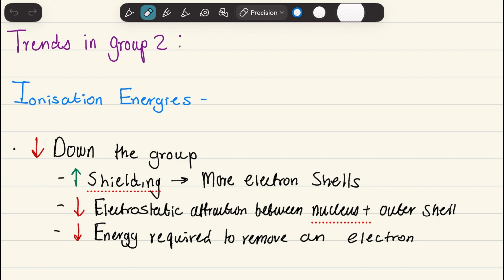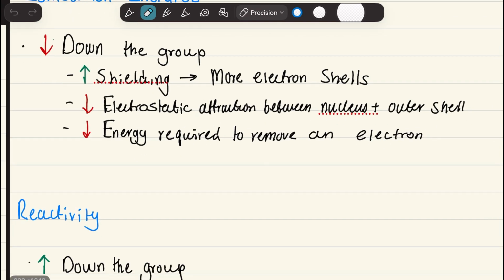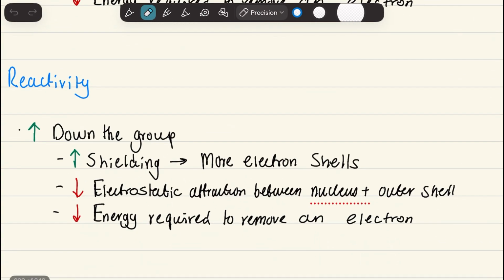Now, thankfully, our reason is exactly the same to explain why the reactivity increases. Literally the exact same reasoning. The only thing that's now different is if we lose our electron to form the 2 plus, so we've lost the 2 electrons forming the 2 plus ion, that means we're more ready to react with anions. And because we're more ready to react with anions, that means that our reactivity goes up.